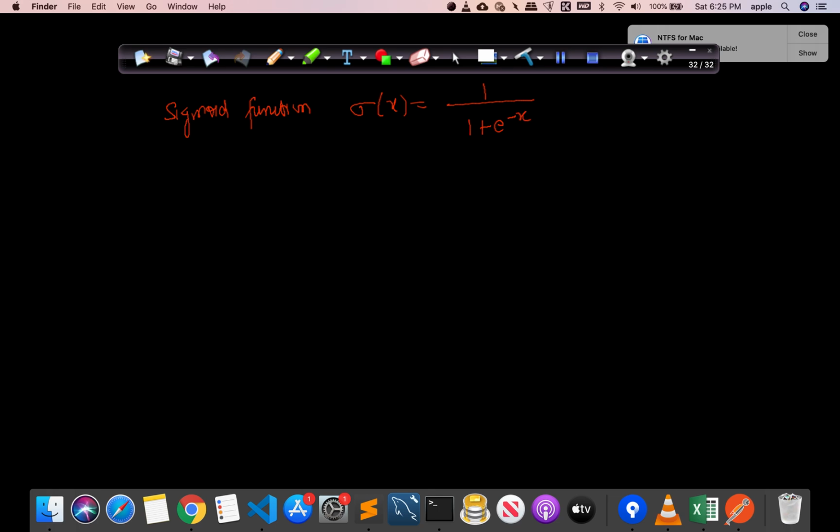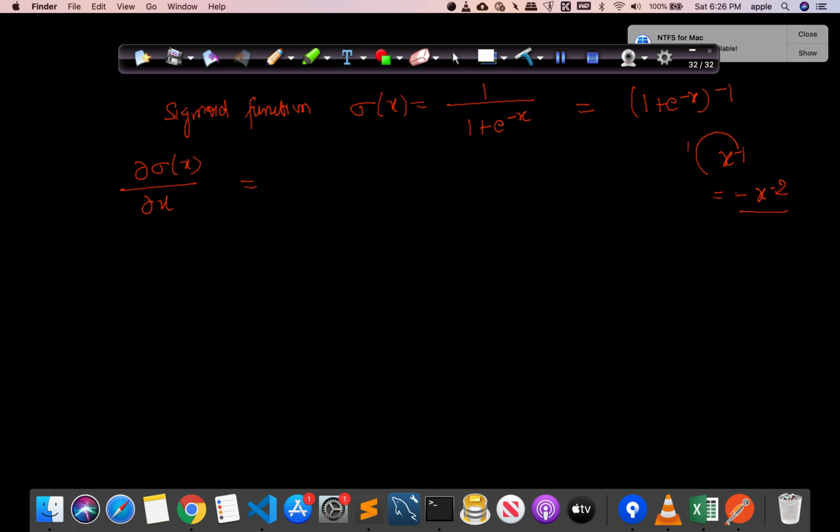So now we will see what is the differentiation of sigmoid of x with respect to x. What we will do is, we can write this as 1 plus e to the power minus x, whole to the power minus 1. Now we have to differentiate this, and we know that the derivative of x to the power minus 1 is minus x to the power minus 2. We bring the power down as a sign here, and then we subtract one from the power.